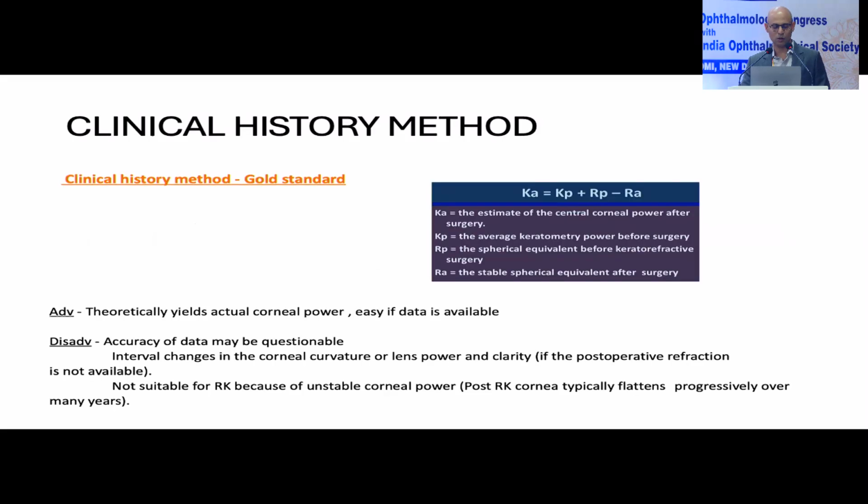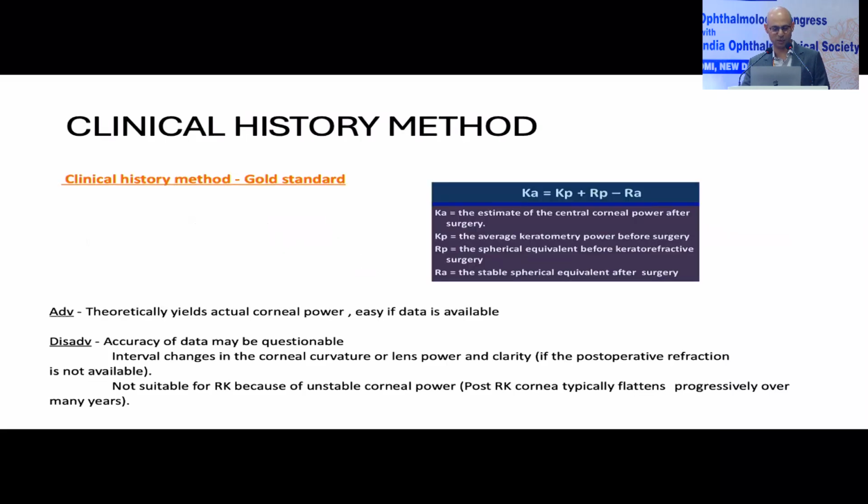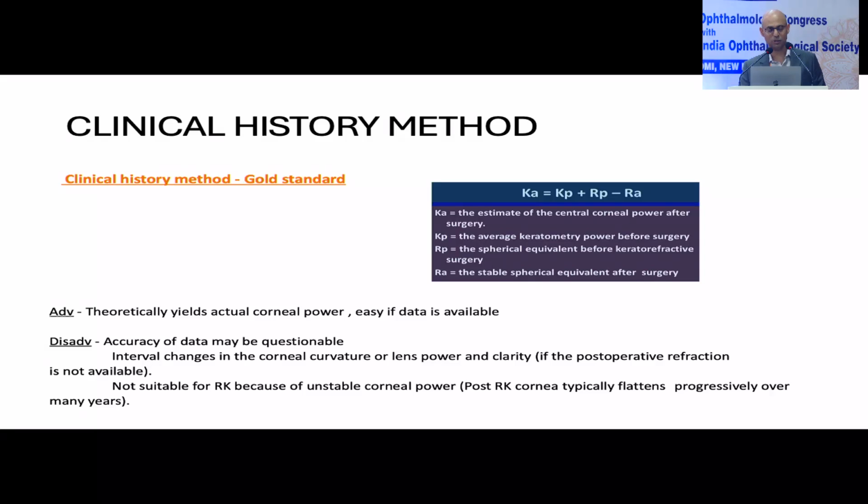So the problem is in obtaining the correct corneal power, which is being altered because of all these reasons which I just mentioned. So earlier we were using the clinical history method, in which we use this formula: Ka = Kp + Rp - Ra, where Ka is the estimate of the corneal power after surgery, which we want to calculate. Kp is the actual measured reading before surgery. Rp is the spherical equivalent before keratorefractive surgery, and Ra is a stable spherical equivalent which should have been hopefully documented after surgery.